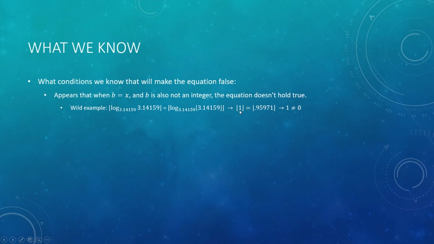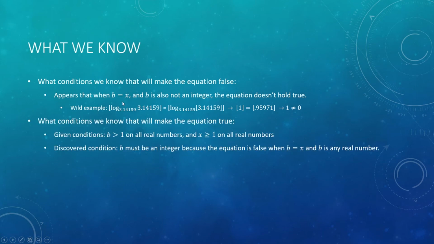Now, if you floor the 1, you'll just get 1. If you floor 0.95, you'll get a 0. So 1 does not equal 0. So this kind of scratches this first part of the given condition that they gave us, where b is greater than 1 on all real numbers. But the condition that we did discover was that b must be an integer, because the equation is false when b equals x and b is any real number. This is where we got this, where b equals x and b is a real number, including decimals. It just doesn't work, because obviously 1 does not equal 0.